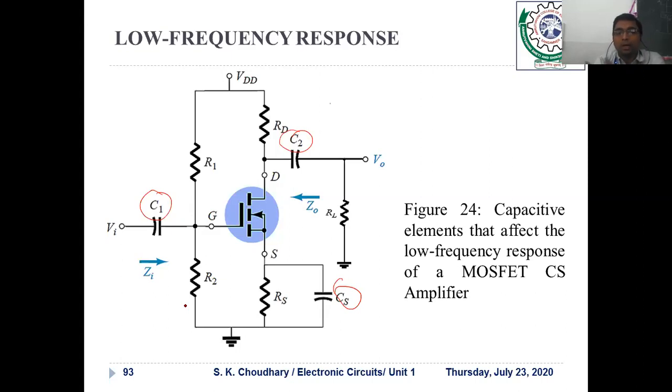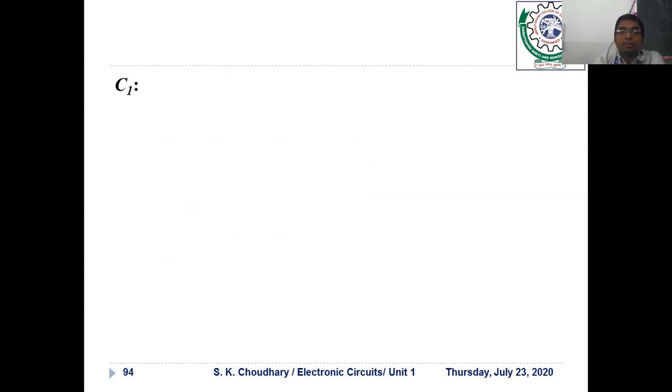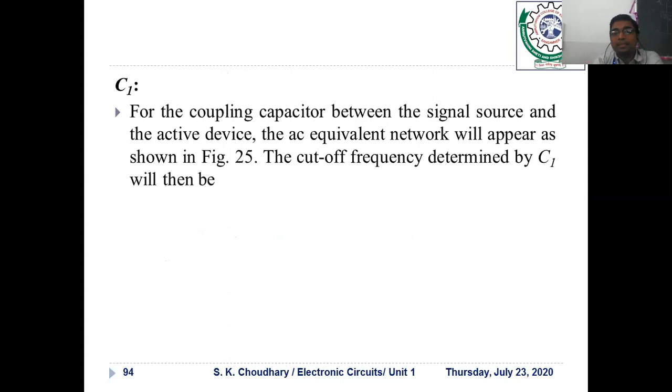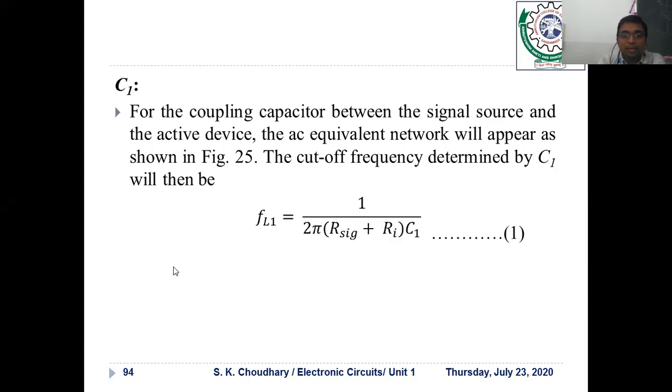We begin with the first point, the effect of coupling capacitor C1. C1 is the coupling capacitor between the signal source, meaning the voltage source, and the active device, meaning the MOSFET. The AC equivalent circuit would appear as follows. From this C1, what is the cutoff frequency it determines? If you look at the formula, this is FL1, because of this component C1, 1 upon 2 pi RC.